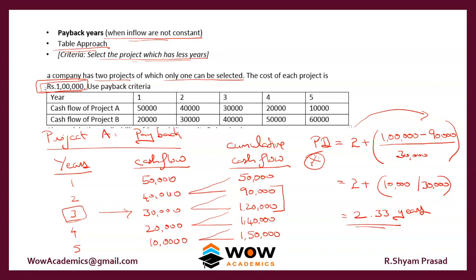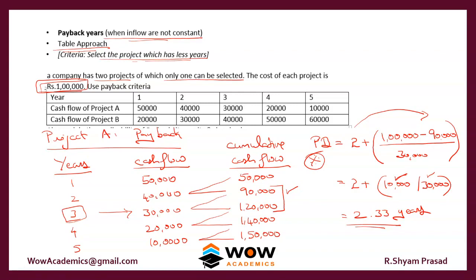See, in these 2 years, we have recovered how much? 90. How much balance do we have to recover? Just 10. That is this 10,000. In the third year, how much are we going to get? We are going to get 30,000. It means that within 0.33 of the third year, we will recover the amount. So it is like in 1/3 of the third year, we will recover the total 1 lakh.